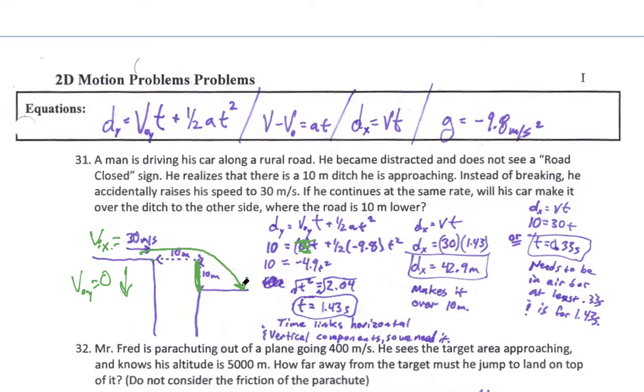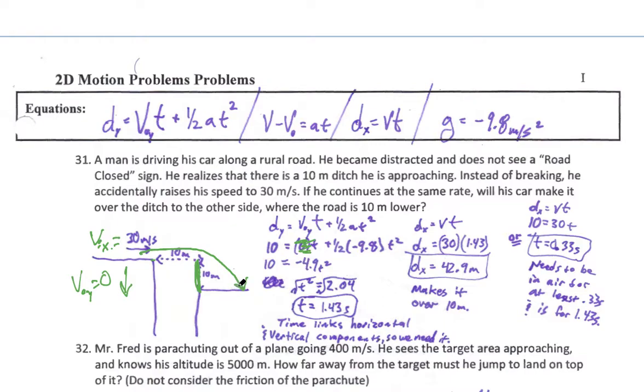So if my initial horizontal velocity is 30 meters per second and my time is 1.43 seconds that it takes him to fall, multiply those two using dx, because again, I'm dealing with the x component, so I've got to deal with an x equation. This is the only x equation that I have. So 30 times 1.43 gives me 42.9 meters. So does he make it past this 10 meters? Oh, definitely, right? He makes it with 32.9 meters to spare because it's 42.9 meters total. So yes, he definitely makes it over.